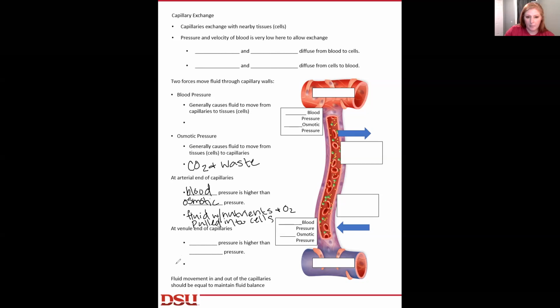At the venule end of the capillaries, we have the opposite, which again is going to make sense. The osmotic pressure is going to be higher here than the blood pressure. And that's because we're going to have our CO2 and wastes pulled back into the blood. So pulled into the capillaries.